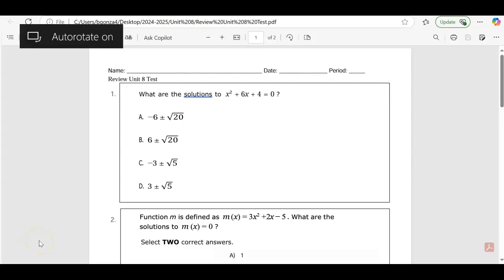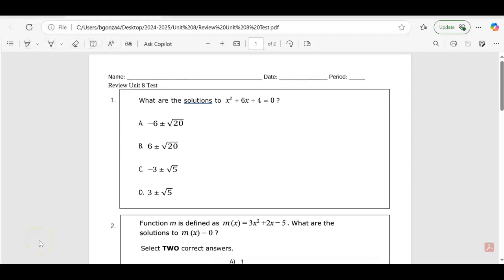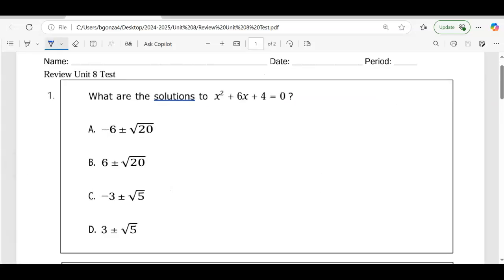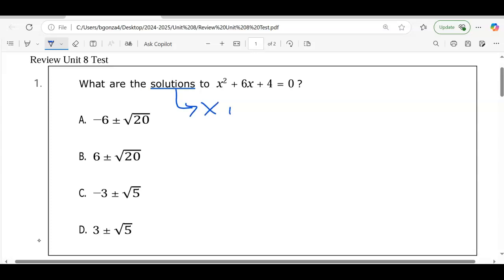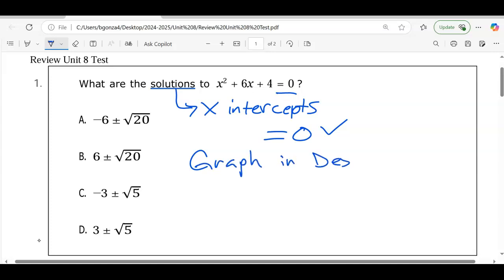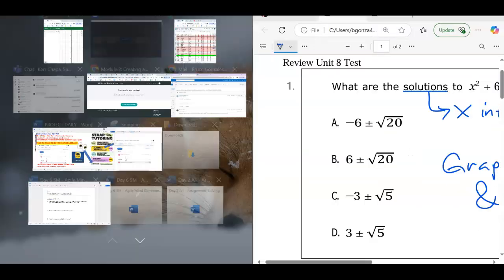All right, review for our Unit 8 test. Here we go. Number 1. What are the solutions of this equation? Now remember, solutions means x-intercepts, right? So what do I do? And it has to equal 0, which it does. So we're going to graph in Desmos and find those x-intercepts. We're going to also compare with the solutions here. So let's get to it.